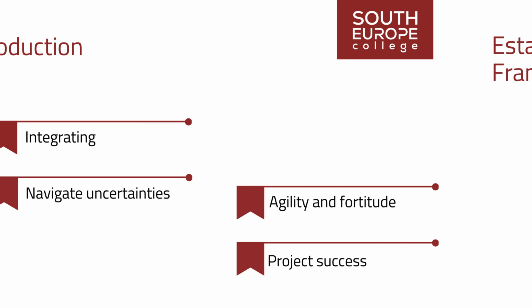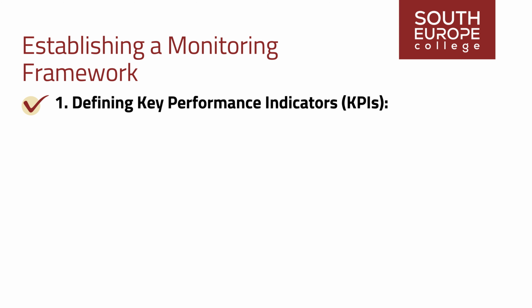In the realm of project risk management, establishing a robust monitoring framework is essential to ensure that risks are continually tracked, assessed, and addressed throughout the project lifecycle. This framework provides the structure and guidance necessary to manage risks and maintain project objectives effectively. Key components of this framework include: 1. Defining key performance indicators, KPIs, for risk monitoring that cover the following areas.